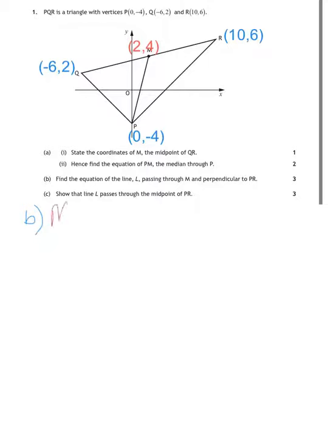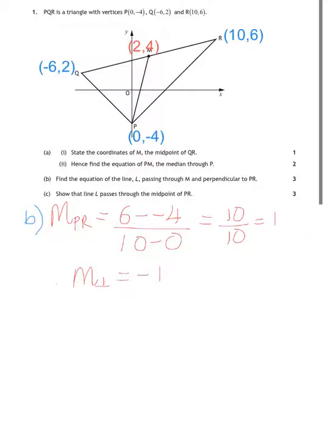Okay, so the gradient of PR. We're going to do 6 minus 4 over 10 minus 0, which is 6 plus 4, which is 10 over 10, which is a gradient of 1. Therefore, our gradient, which is perpendicular, is going to be -1. And that is because 1 times -1 is -1.